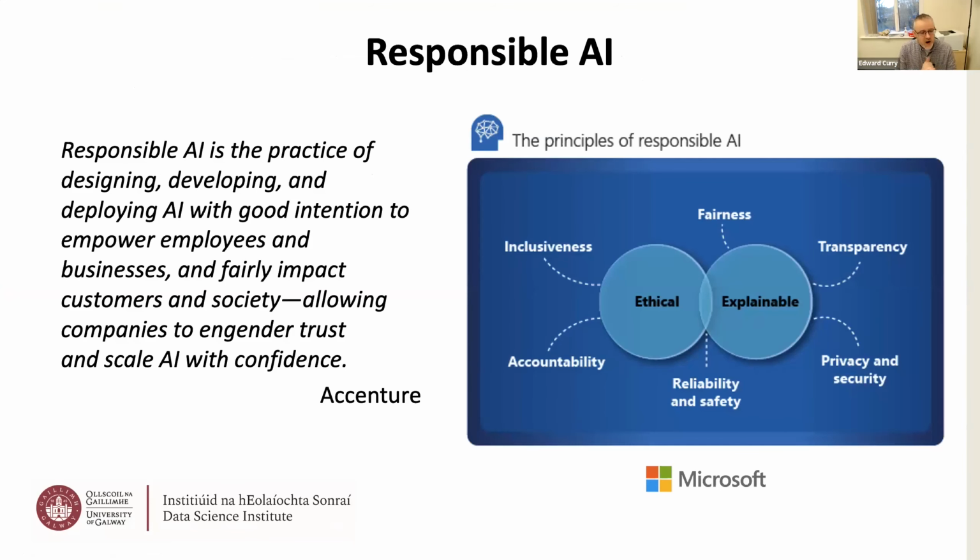What I did do is I popped into Google on my bus home last night to figure out, well, who else is starting to look at this? And very interestingly, when I popped in responsible AI, some of the companies that came up straight away were Accenture. Accenture had a definition here. Responsible AI is the practice of designing, developing, and deploying AI with good intentions to empower employees, businesses, and fairly impact customers and societies, allowing customers to engender trust, which I think is quite important, and then scale AI with confidence. So it's a very broad definition of responsible AI.